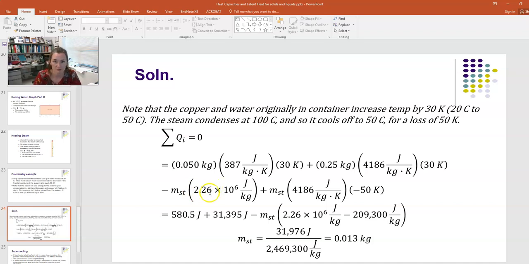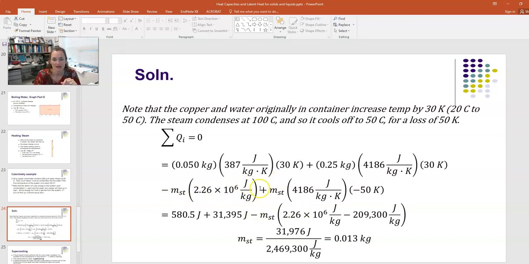Looking up that number in my tables, the latent heat of vaporization is 2.26 times 10 to the 6 joules per kilogram for water going from steam to liquid. So my expression for the latent heat for the steam would be minus mass of the steam times 2.26 times 10 to the 6 joules per kilogram.